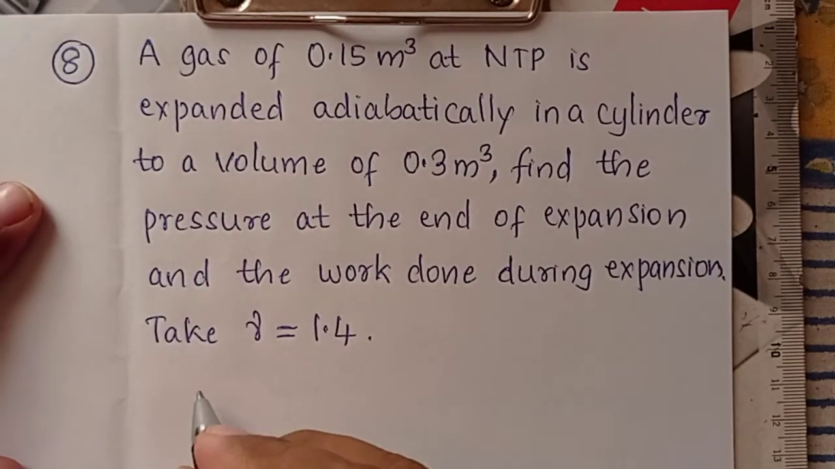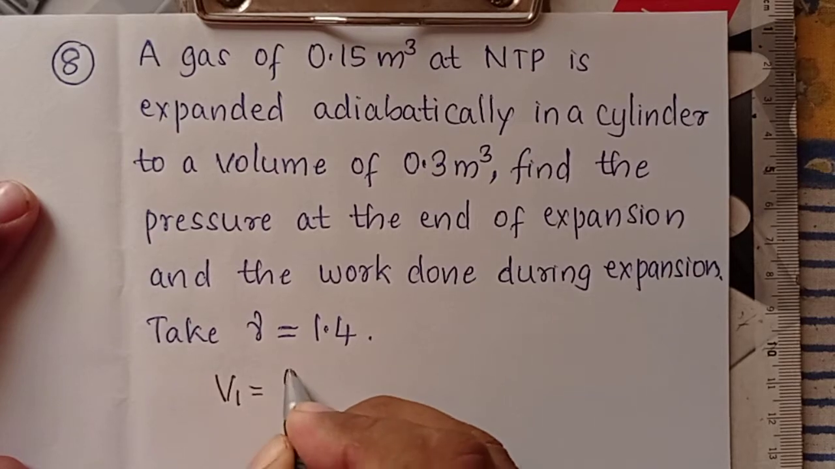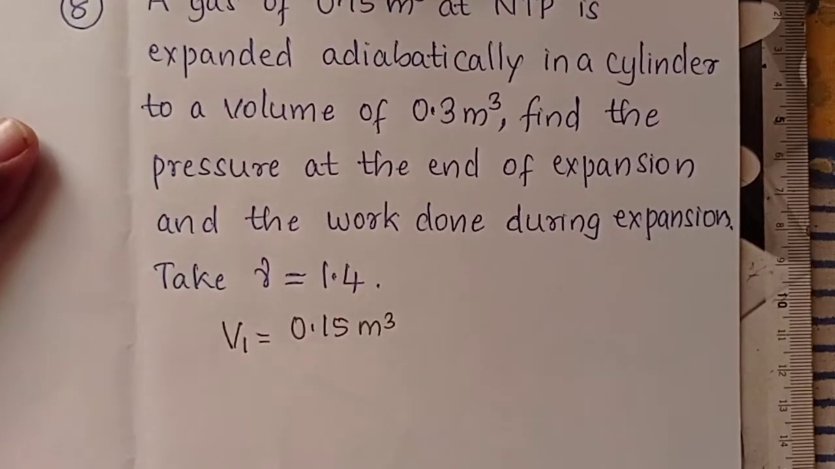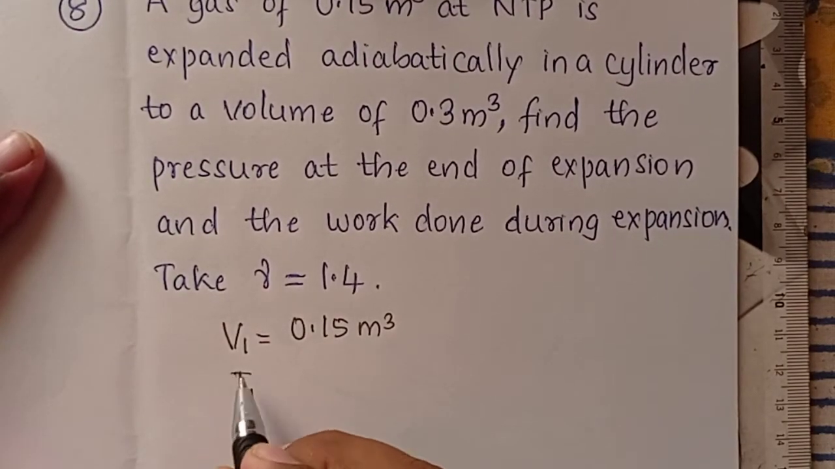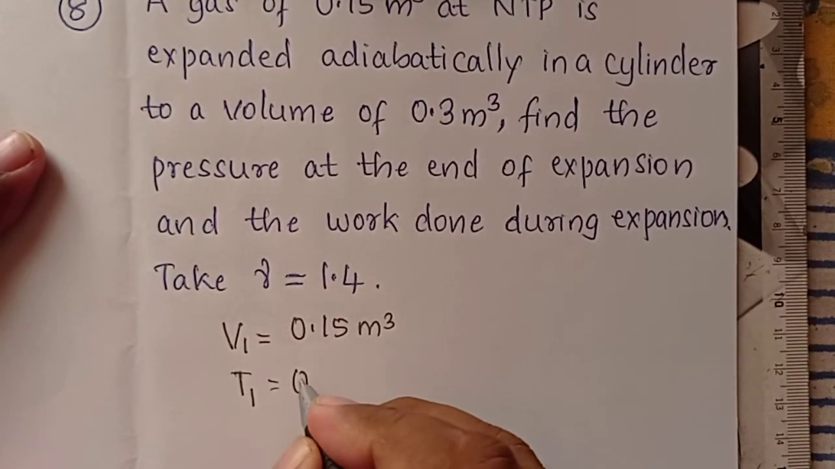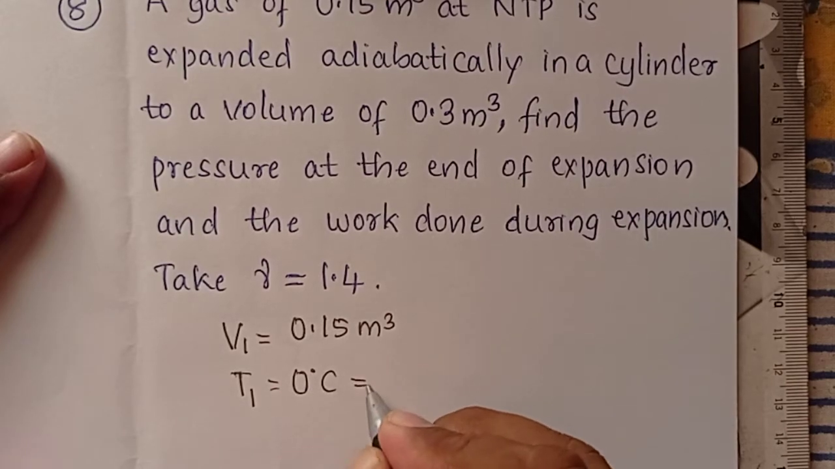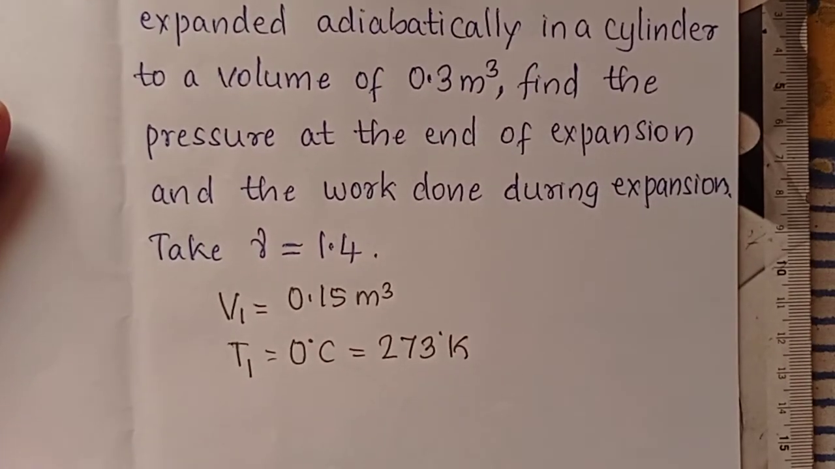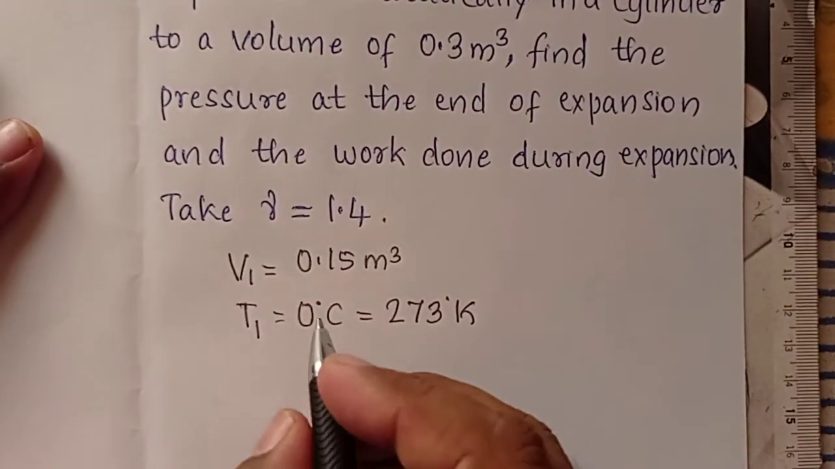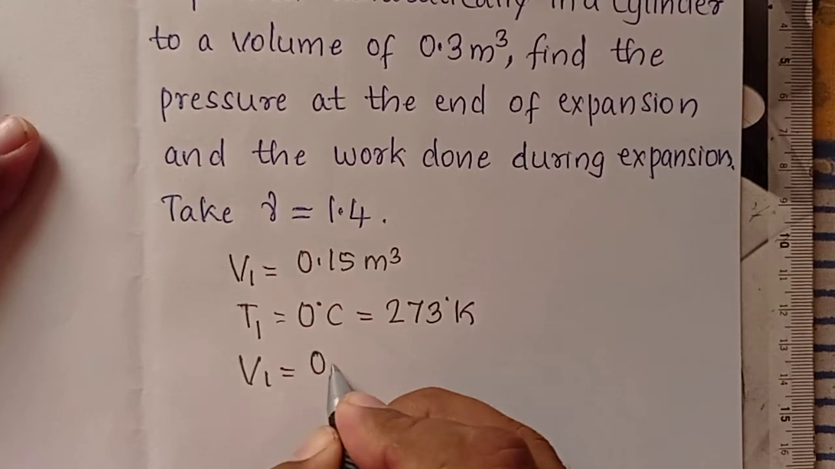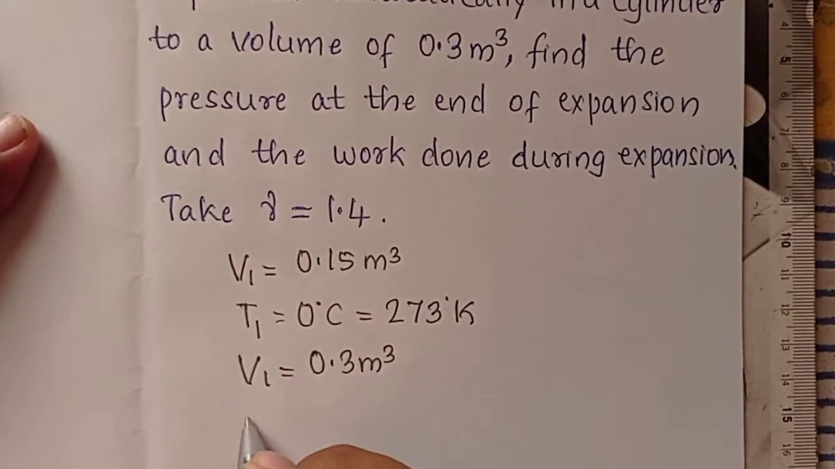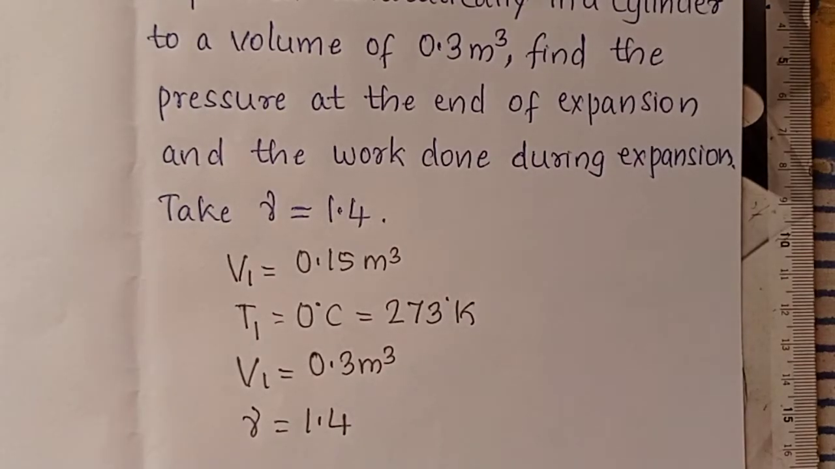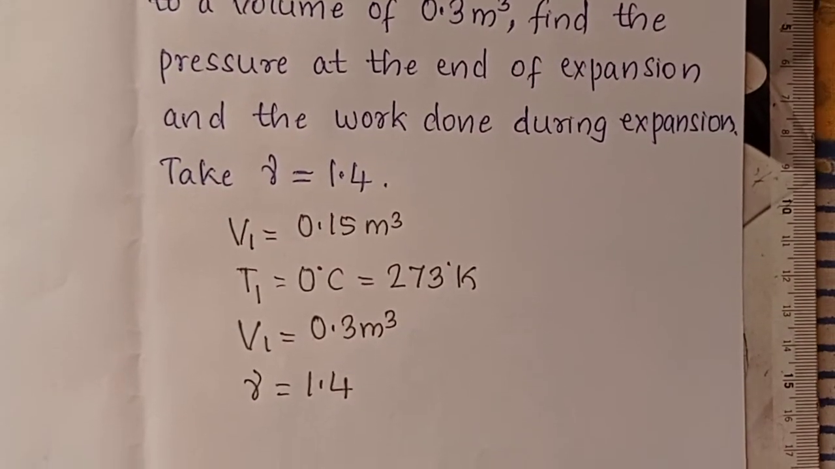So what are the things given in the problem? V1 is given as 0.15 meter cube. Then NTP, what is the condition at NTP? Temperature T1 is 0 degrees centigrade, so 0 plus 273 will fetch me 273 degrees Kelvin as the value of T1. Then V2 is 0.3 meter cube. And then he has given us the value of gamma as 1.4.